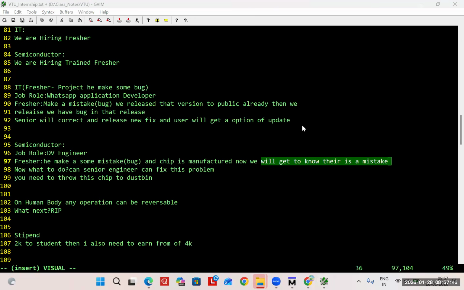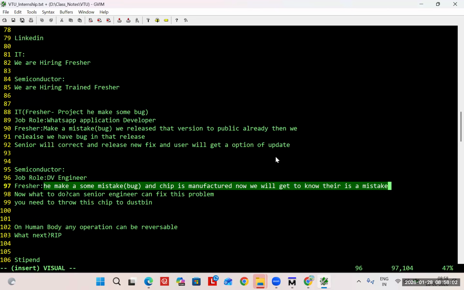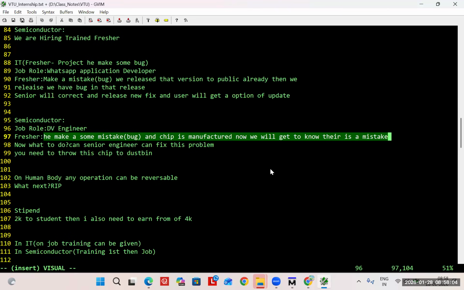See, let's be interactive. Is it possible for you to repair the chip? You have made a mistake and I have already manufactured it. Now I got to know that you made some kind of mistake. Is it repairable? Can the chip be repaired? No, sir. After manufacturing, it is difficult to make modifications. See, not difficult, it's impossible.